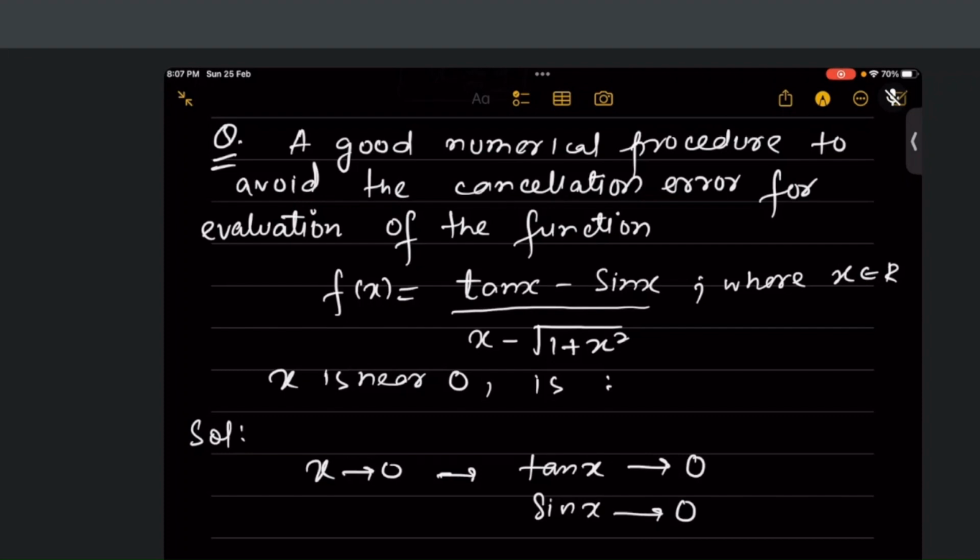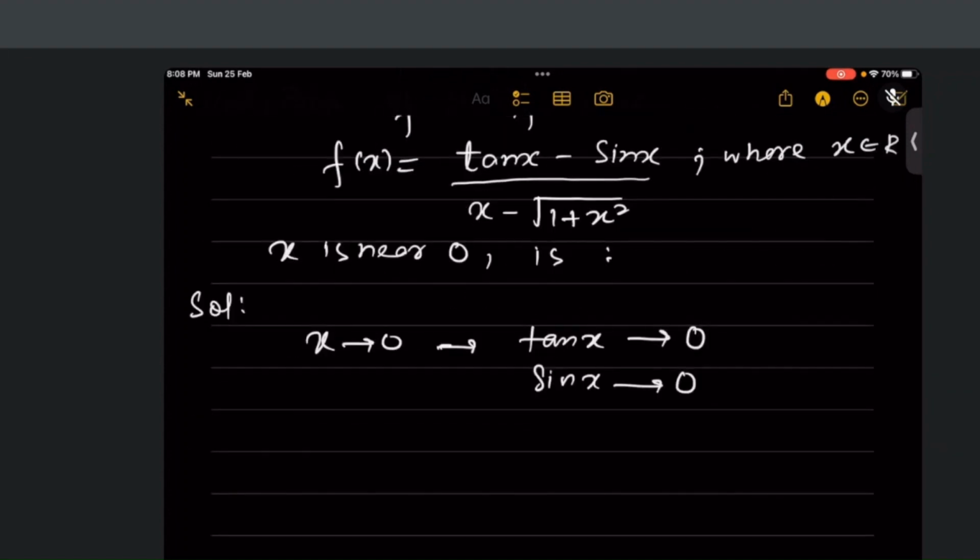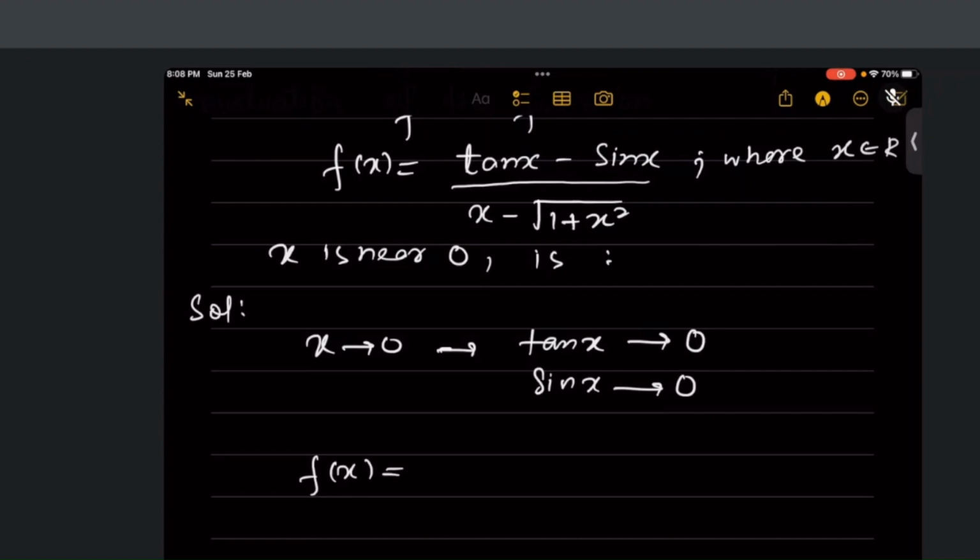First multiply and divide by x plus root of 1 plus x square. Then in the numerator I make the changes. Tan can be written as sin by cos, minus sin. Then I just take sin out, so it is 1 minus cos x by cos. That is how you do it: sin, sin squared x by 2 divided by cos. Then all the terms are in positive form. See, you can write f of x with tan simply written as sin x by cos x. Correct.